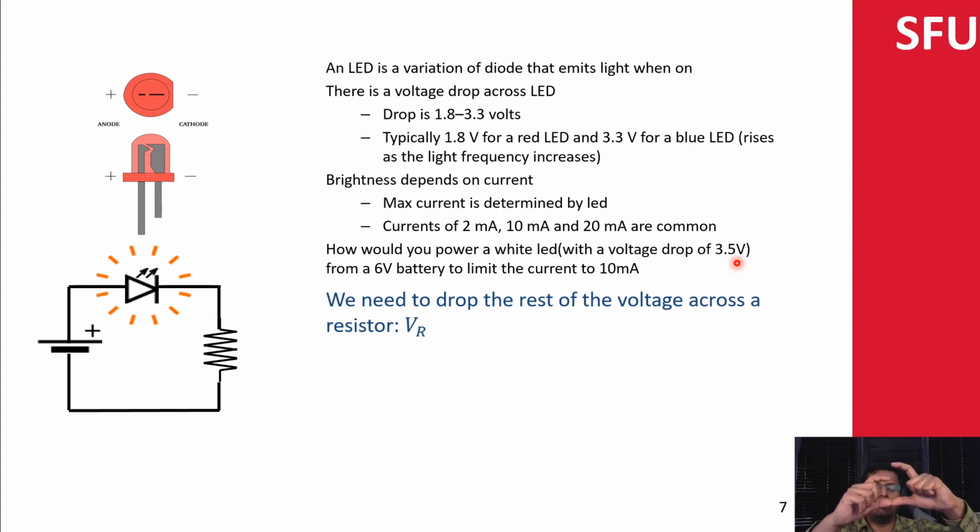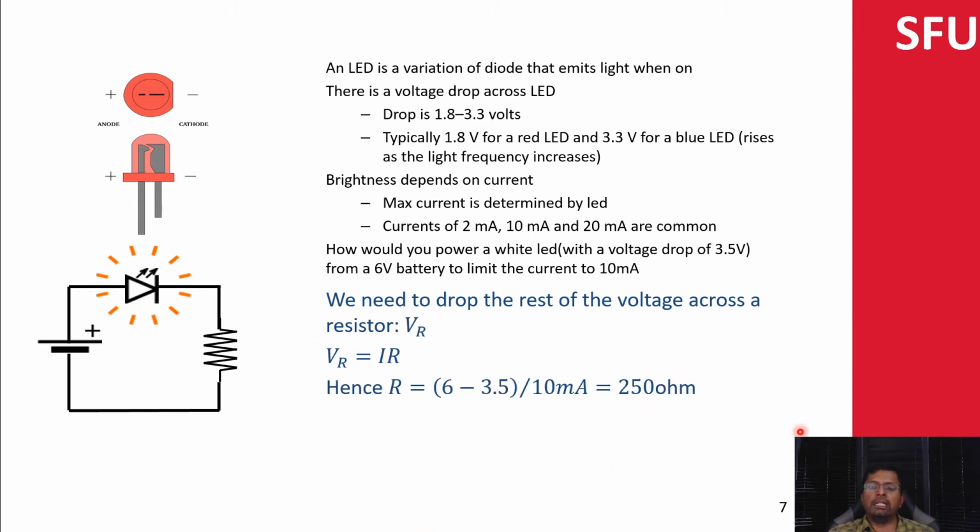Because of the way the diode is designed, it's non-linear. If you increase the voltage across the diode, the current will just keep going up exponentially, and eventually you will burn the diode and it will fail, and it doesn't really drop any more voltage than the rated voltage. That's the reason you always need to have a resistance in series with the diode. So we need to drop 6 minus 3.5 volts across this resistance, and that gives us V equals IR. If we do the calculation, we see that it needs a 250 ohm resistance in series for the whole circuit to work.